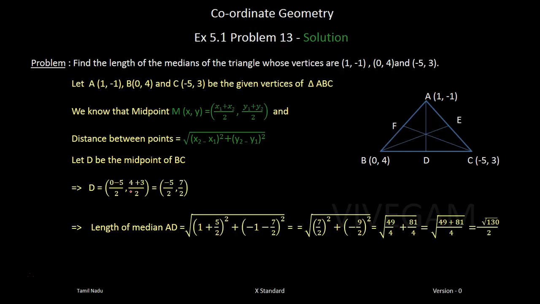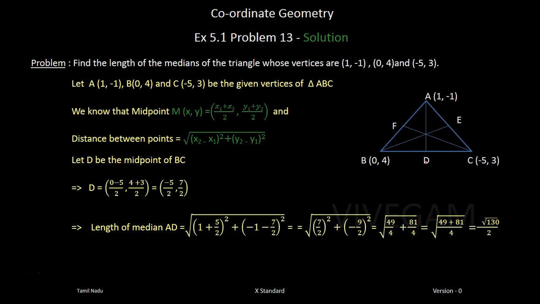So the coordinates of D will be (x1 plus x2)/2, (0 minus 5)/2, and (y1 plus y2)/2, (4 plus 3)/2. Okay, so this is minus 5 by 2, this is 7 by 2. Right, what is the length of median AD?